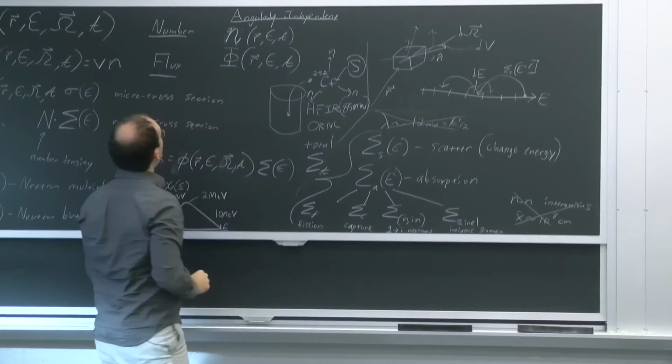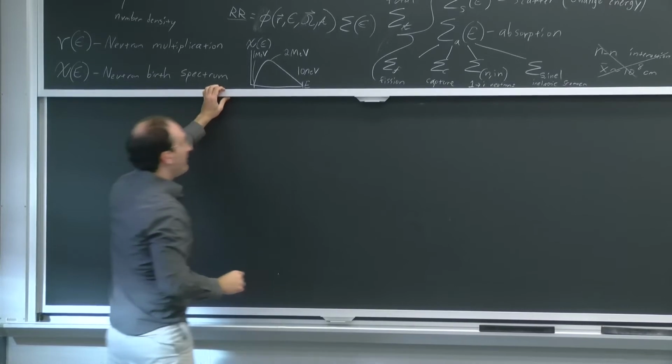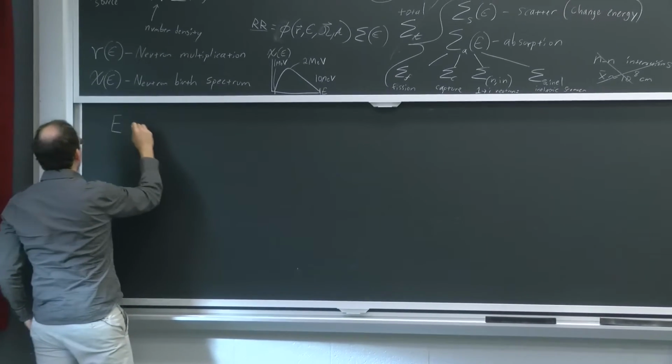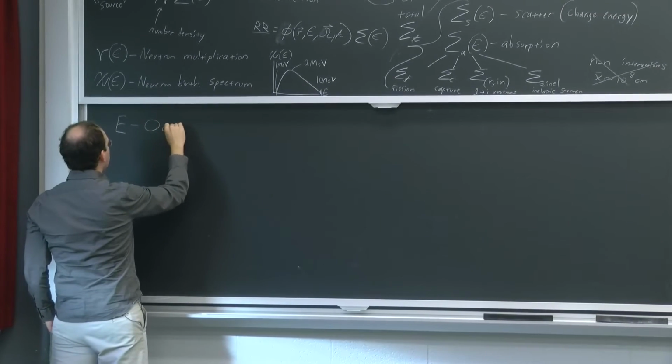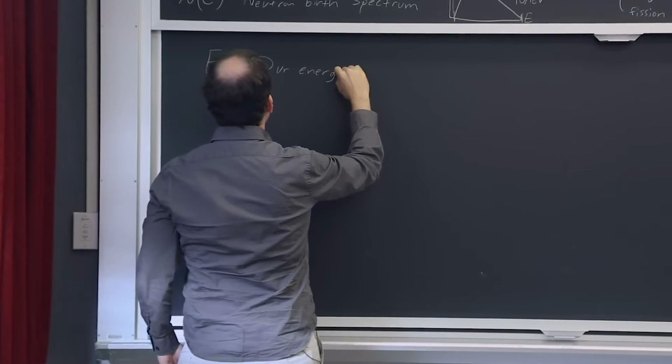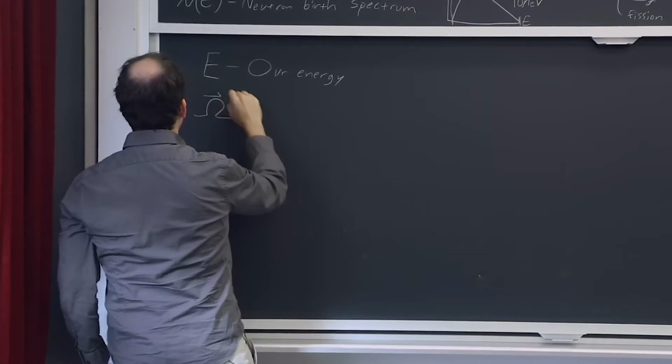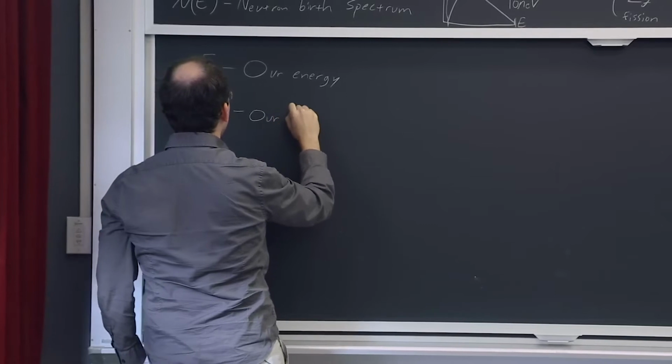So continuing with our gigantic list of variables, we're going to call E our energy. And this vector omega is our direction, the one that we're tracking.